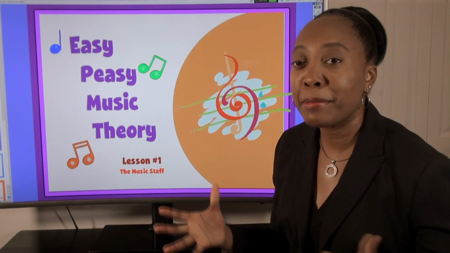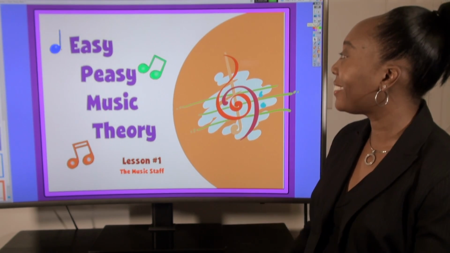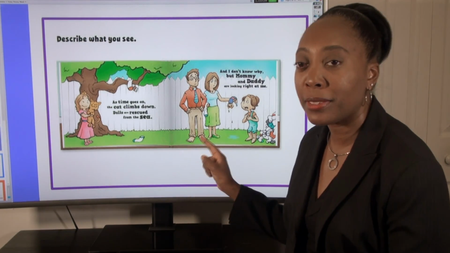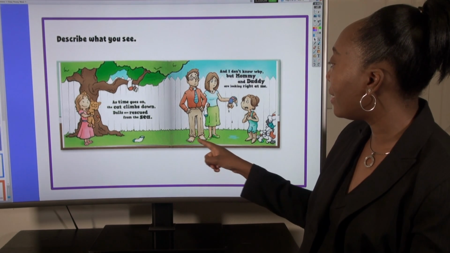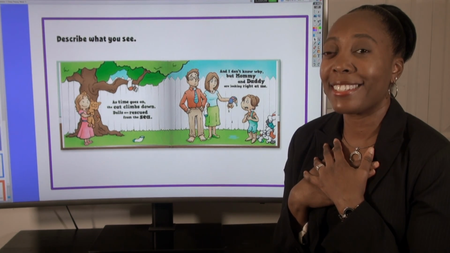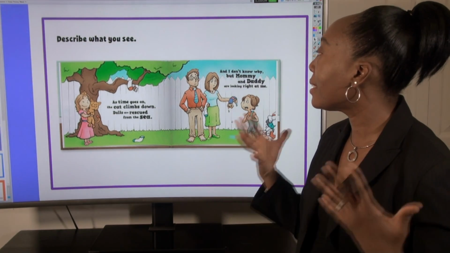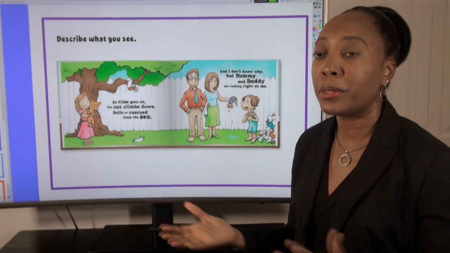All right, welcome to lesson number 1, the music staff. Now what do you see here? Well, it obviously looks a little bit like a storybook, right? We have a little girl with a kitten, her little kitty cat, and some parents, and the dad, look, he doesn't even have his socks on. And this little girl has an expression like, oh my goodness, mom and dad. So this is a storybook, just like you would read at school or at home.